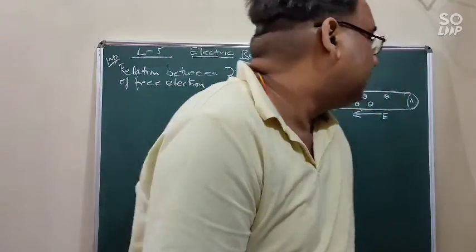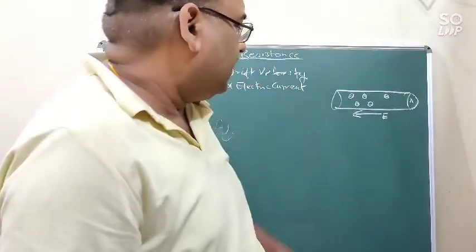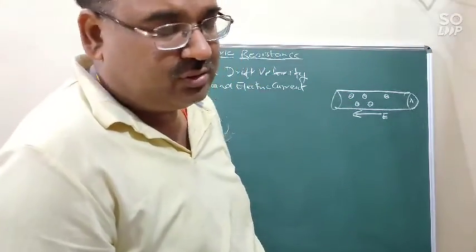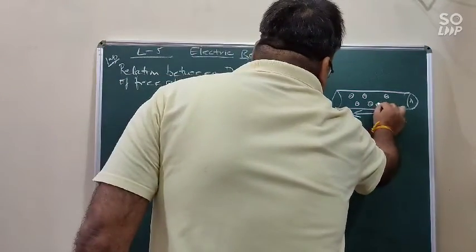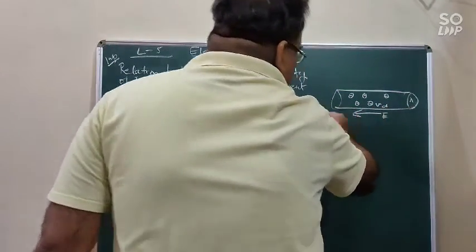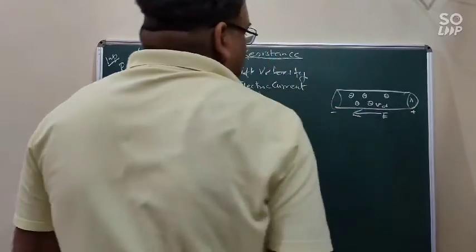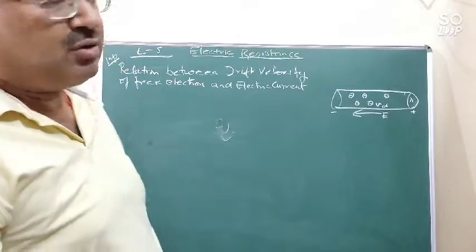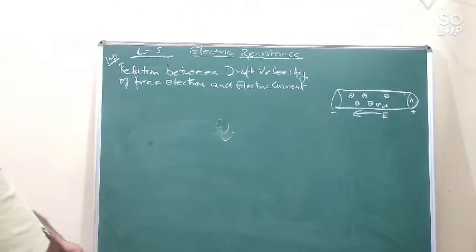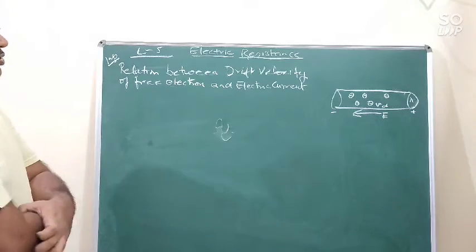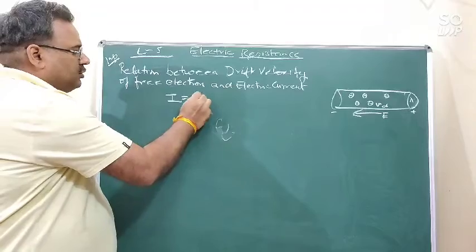We have a wire. The small circles are electrons. They are drifting with the velocity VD. The electric field is in this direction. It means here it is positive charge, this is negative charge, and the electrons are moving towards the positive charge. Now the total charge flowing through the wire is Q. So I is given by the formula Q upon t.